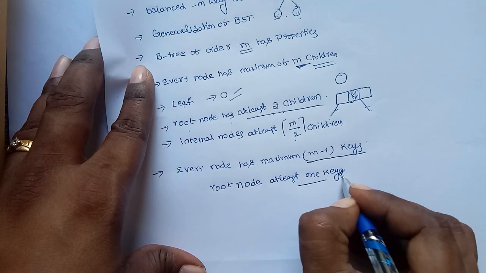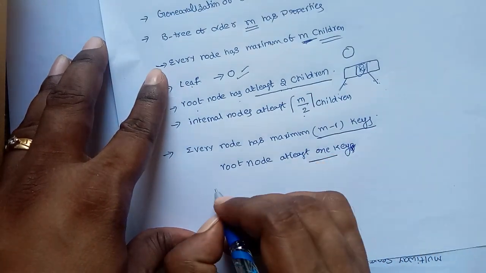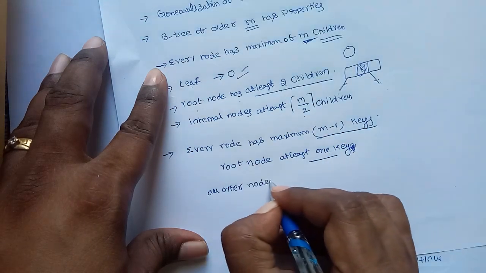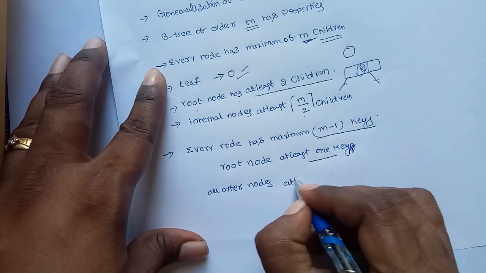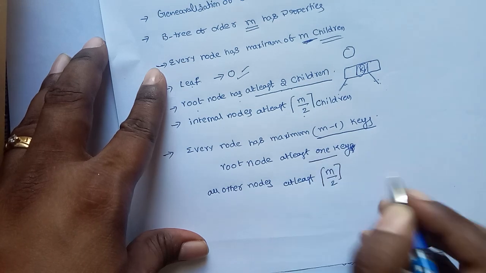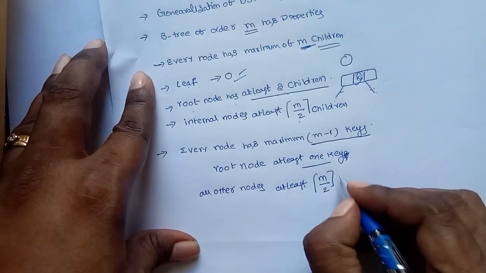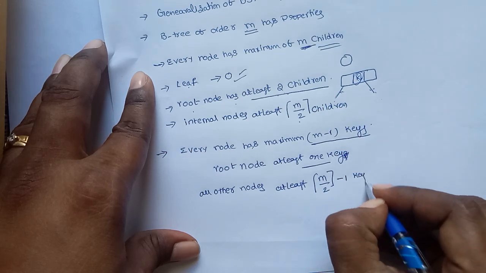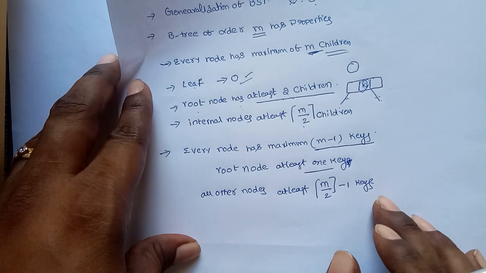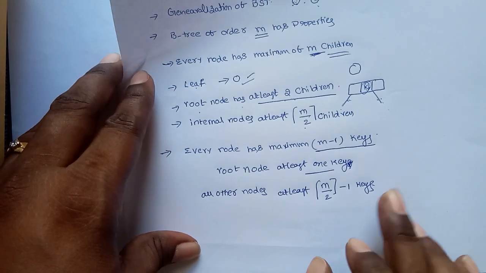Root has at least 1 key, and all other nodes contain at least m by 2. Here, m by 2 means children, and m by 2 minus 1 keys. All other nodes contain m by 2 minus 1 keys.